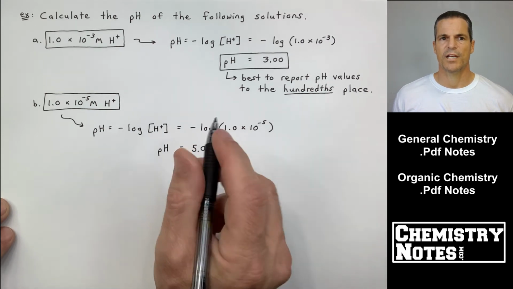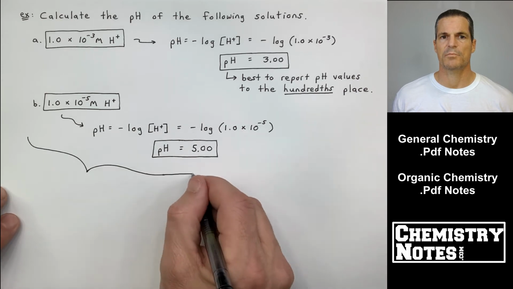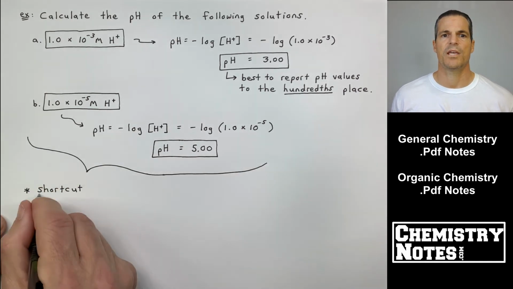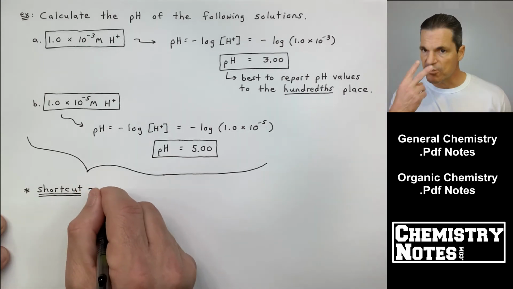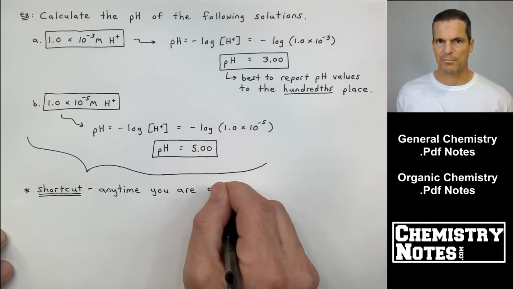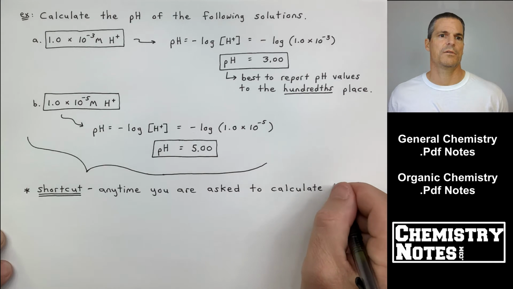B, 1.0 times 10 to the minus 5th molar H plus. pH is minus the log of H plus, minus the log of 1.0 times 10 to the minus 5th. So my pH is 5.00. Visually, you can probably tell if I just take the opposite of the exponent, I'm going to get the pH. And you're right. Here's the shortcut written out for you in your notes.